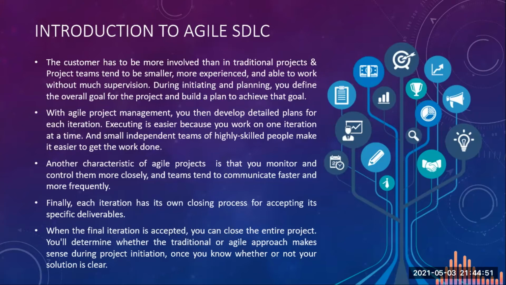Another characteristic of agile projects is that you monitor and control them more closely, and teams tend to communicate faster and more frequently. Finally, each iteration has its own closing preferences for accepting its specific deliverables. When the final iteration is accepted, you can close the entire project. You will determine whether the traditional or agile approach makes sense during the project initiation.